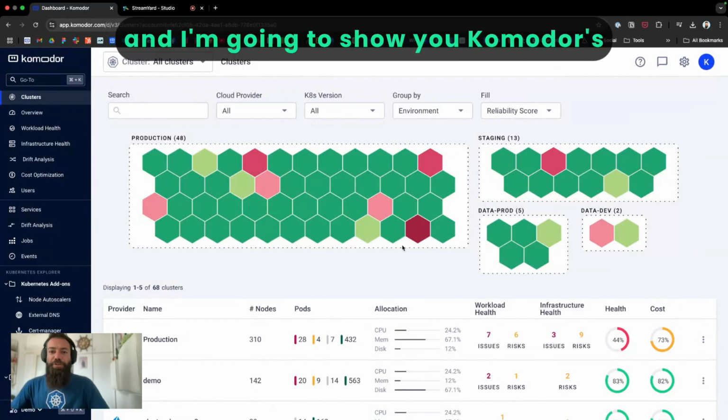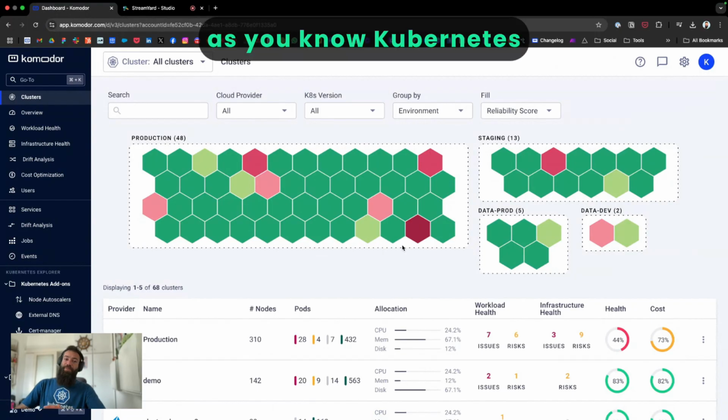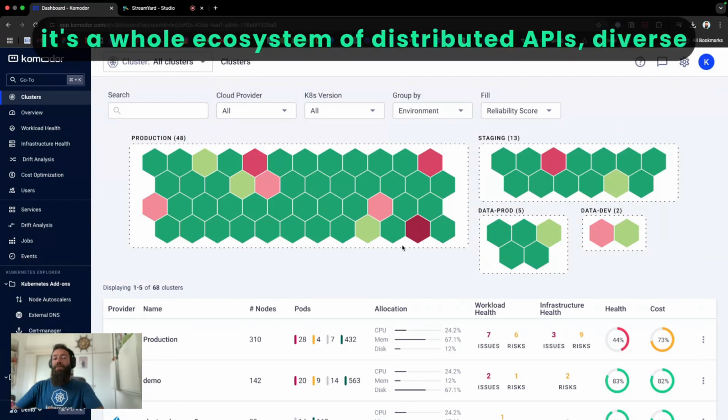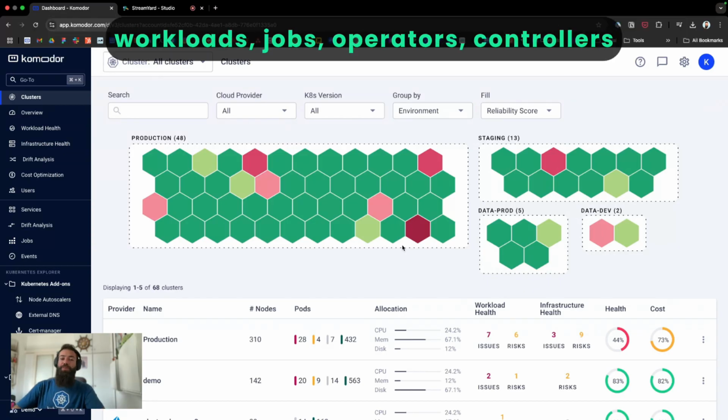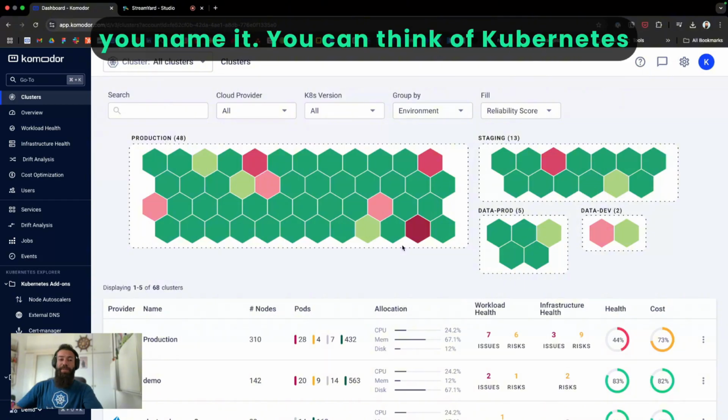Hi, I'm Udi, and I'm going to show you Komodor's cluster health management capabilities. As you know, Kubernetes isn't just one thing. It's a whole ecosystem of distributed APIs, diverse workloads, jobs, operators, controllers, CRDs, add-ons, integrations, you name it.